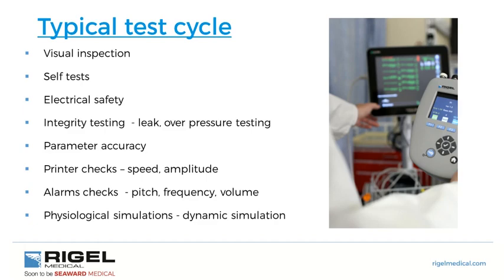Then we do integrity testing, which perhaps might be a leak test or overpressure testing. Parameter accuracy, so anything that is measured. Patient checks, speed and amplitude of a printer or any printouts. Alarm checks, which perhaps might be pitch, frequency or volume. And any physiological simulations like NIBP dynamic and IBP dynamic pressure simulation.